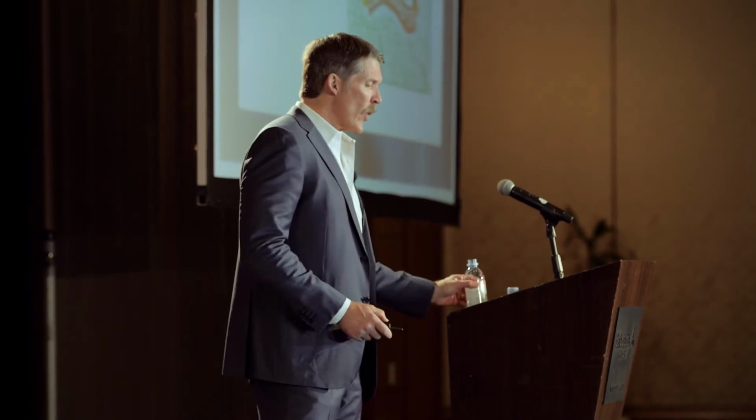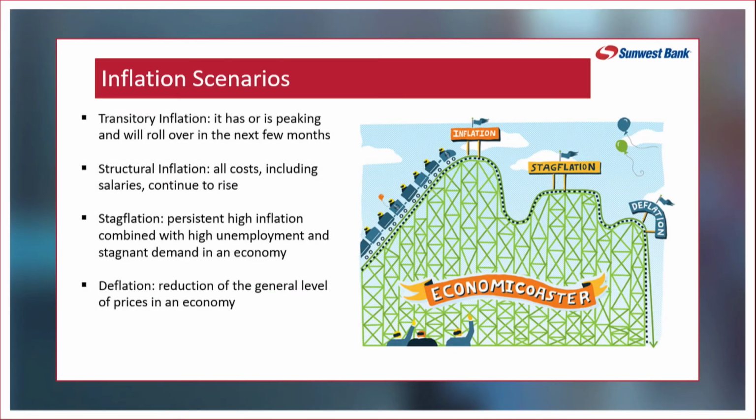All right, so where are we? Here are the inflation scenarios that will play out. Is it transitory? People argue it has or is already peaking. Is it structural, where all costs, including salaries, continue to rise? Everything just continues to move up. Does it turn into stagflation? Persistent high inflation combined with high unemployment and a stagnant demand in the country. That's what we had in the late 70s.